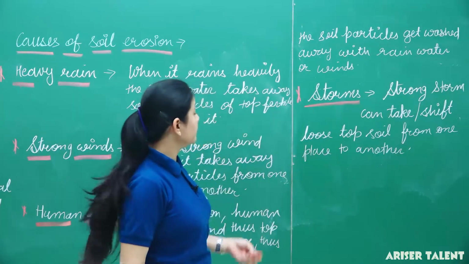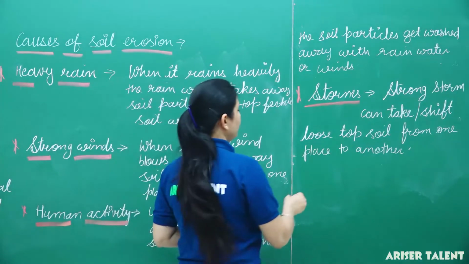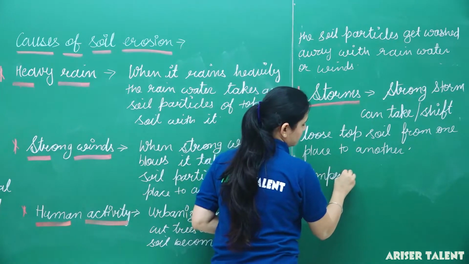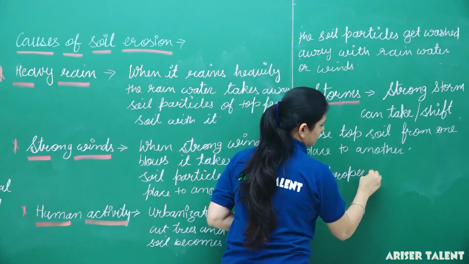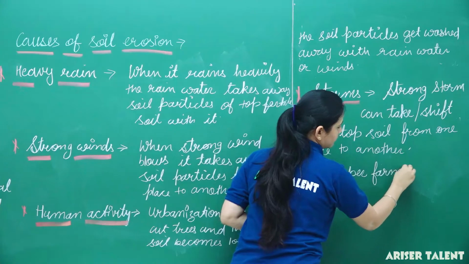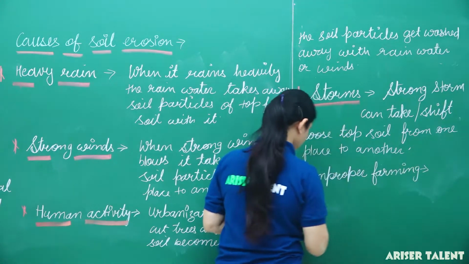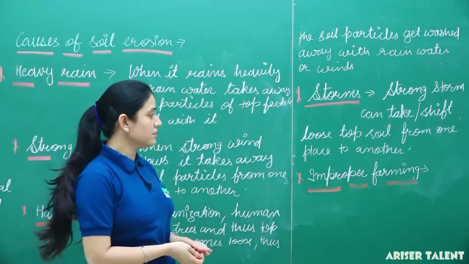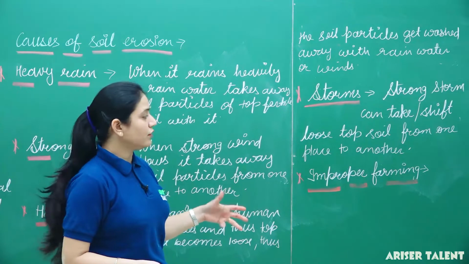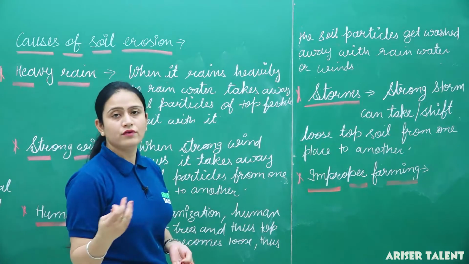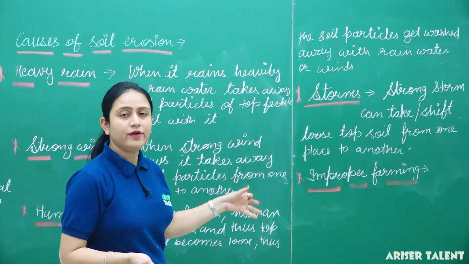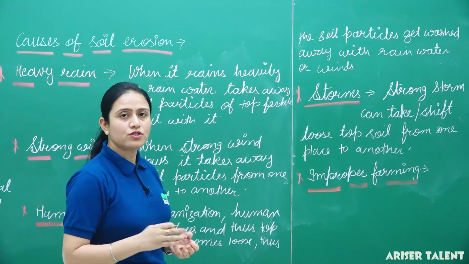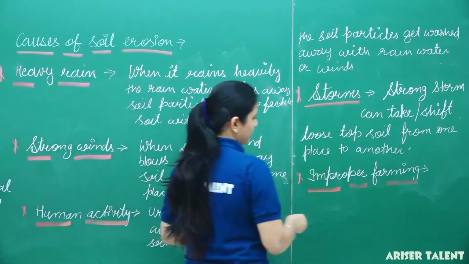Besides it, another cause is improper farming. In improper farming, what happens? Generally, farmers loosen the topsoil for cultivation or for removal of weeds. But if they do not cultivate the field for a long time, then this loose soil can be washed away with the rainwater or wind.